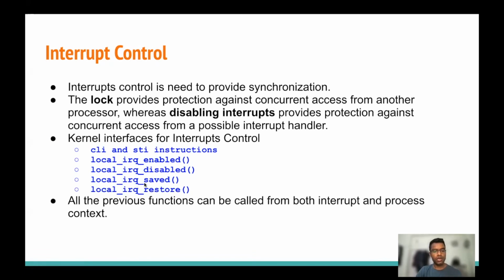The local_irq_save function saves the current state of the processor and disables the interrupts. So this does both jobs in a single function. And to restore the state saved by this function, we can run local_irq_restore. And all these functions can be run from the interrupt context or the process context.